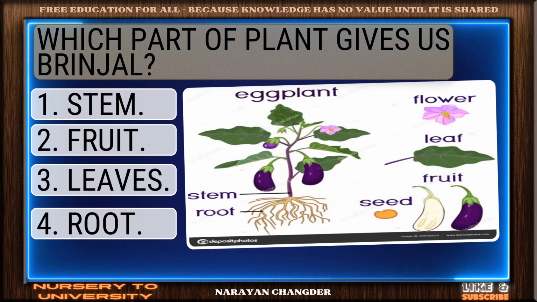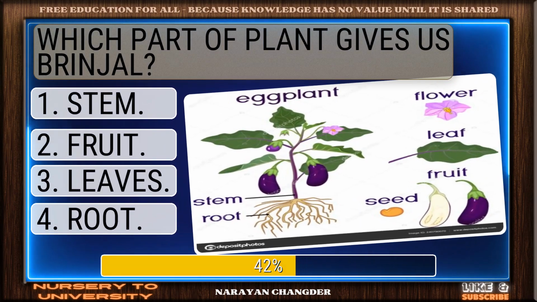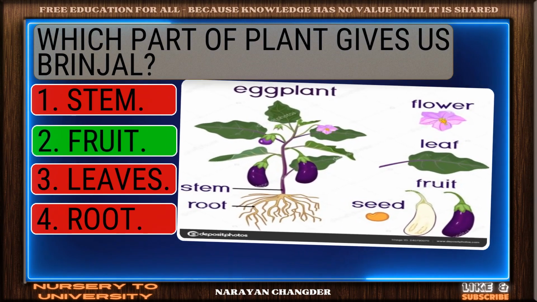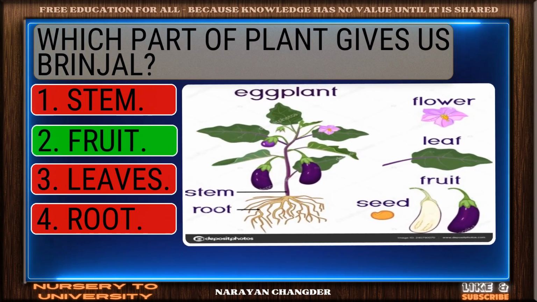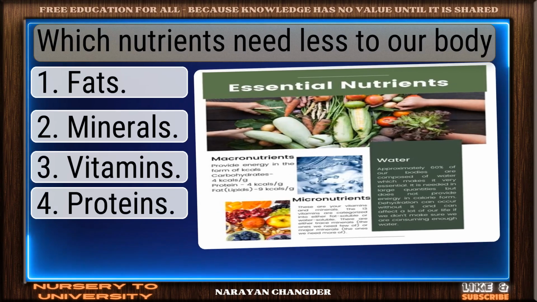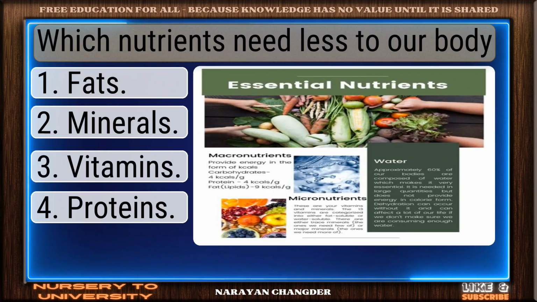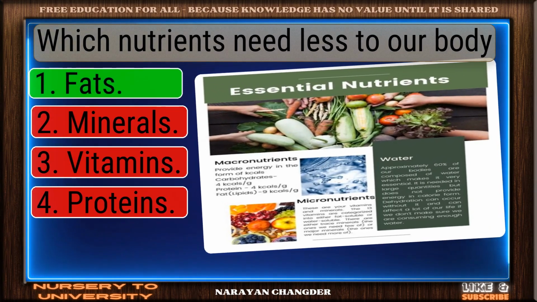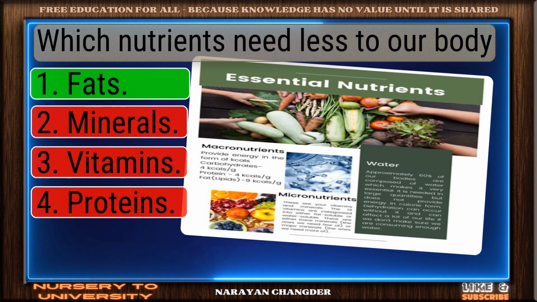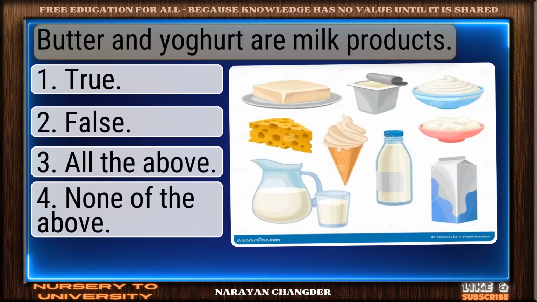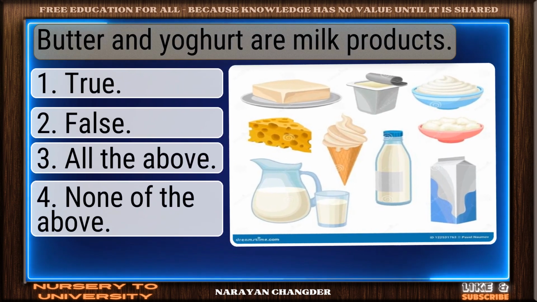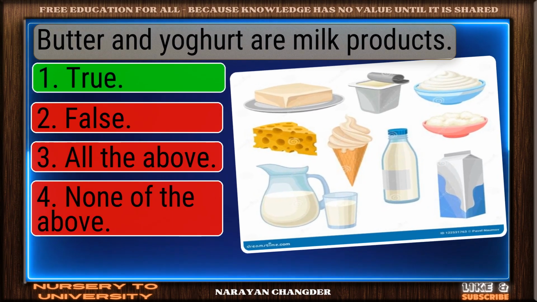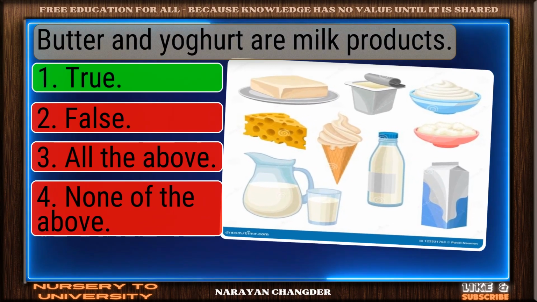Which part of plant gives us brinjal? Clear logic. Your choice fruit is sound and 100% true. Which nutrients need less to our body? Correct response. Fats is the most accurate answer. Butter and yogurt are milk products. Great job. True is the accurate answer.